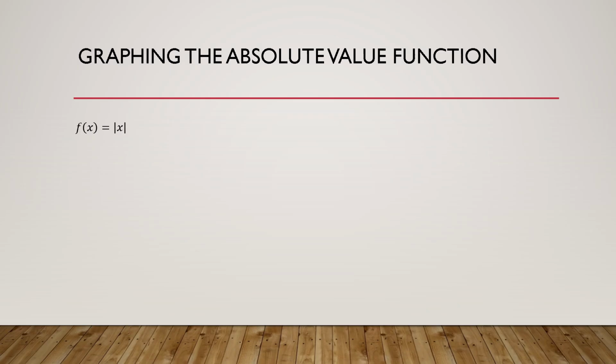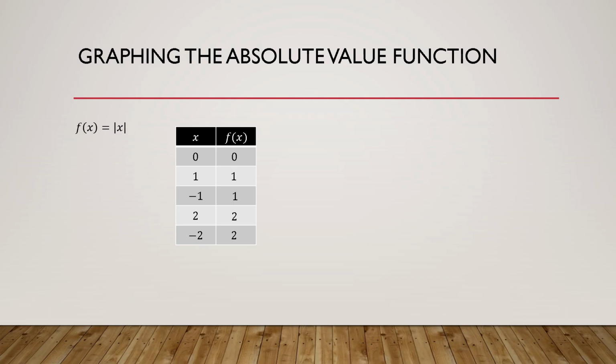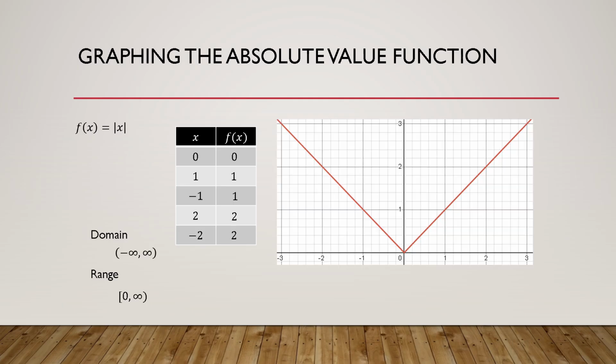The absolute value function may be graphed by first taking a set of ordered pairs. When x equals 0, the absolute value of 0 equals 0. The absolute value of 1 is 1. The absolute value of negative 1 is 1. The absolute value of 2 is 2. And the absolute value of negative 2 is 2. The domain of the function is on the interval from negative infinity to positive infinity, and the range is from 0 to infinity. The graph is subsequently shaped like a V with the base at the origin.